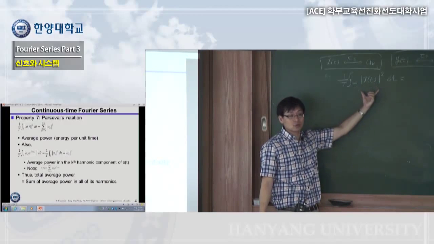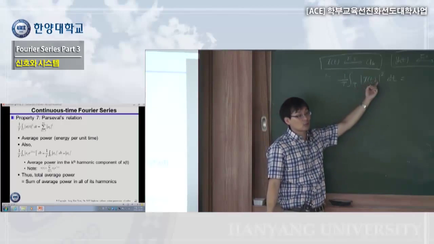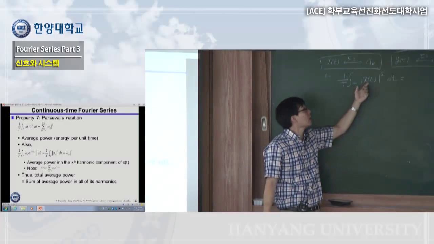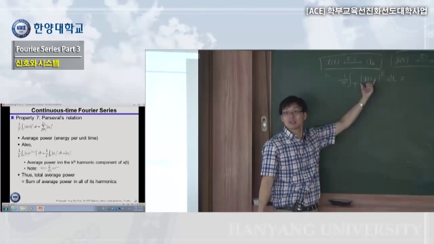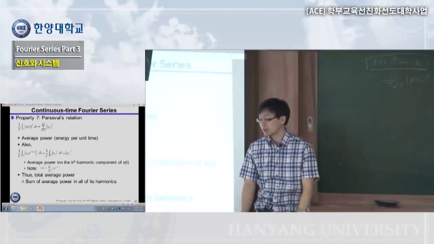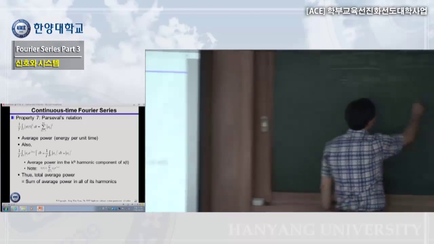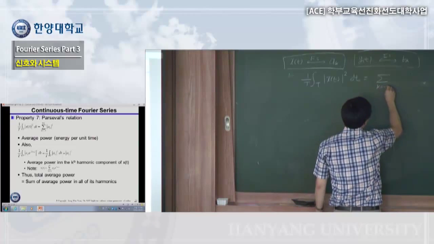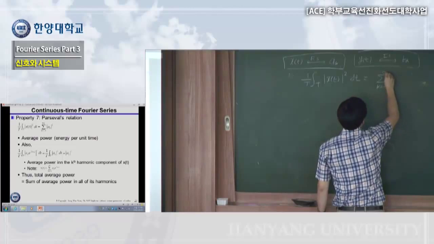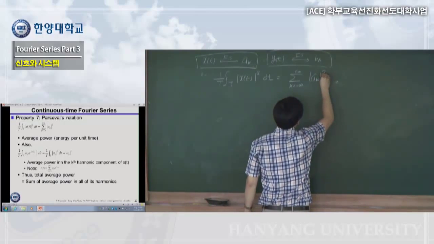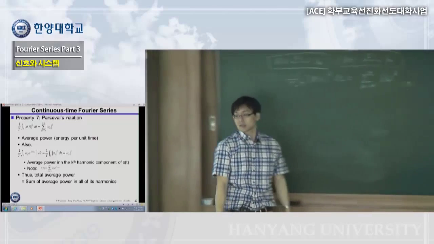We do the absolute value of x square and average it. So we are averaging not x, but absolute value of xt square. We are averaging this whole function. And that is summation of k from minus infinite to infinite, absolute value of ak square.